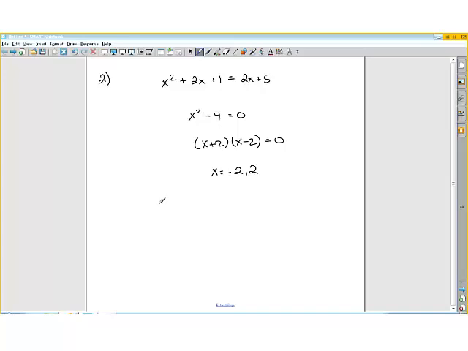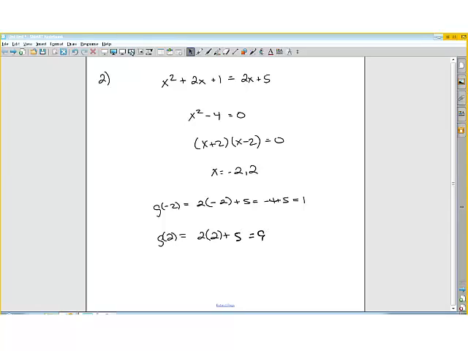For the corresponding y values, it doesn't matter which equation you use, so we might as well use the easier one, which is g of x. So g of negative 2 is 2 times negative 2 plus 5, which is negative 4 plus 5, which is 1, which is what we thought it was. And g of 2 we think is 9, so 2 times 2 plus 5 is 4 plus 5, which is equal to 9. So those are the points.